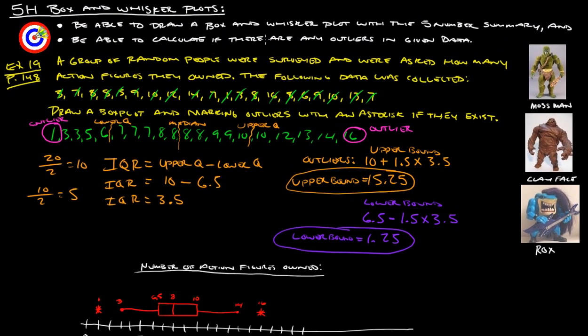So we should now be able to draw a box and whisker plot with the 5-number summary. That's what we just did down here. And then we are also able to calculate if there are any outliers, and that's what we did here.